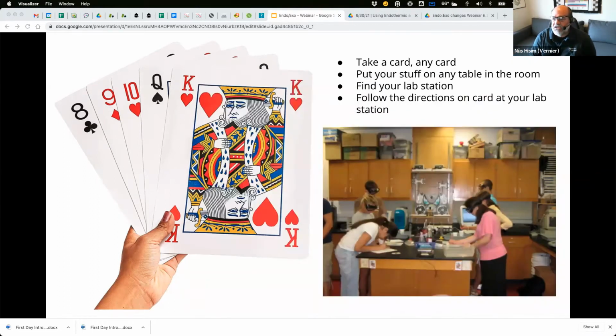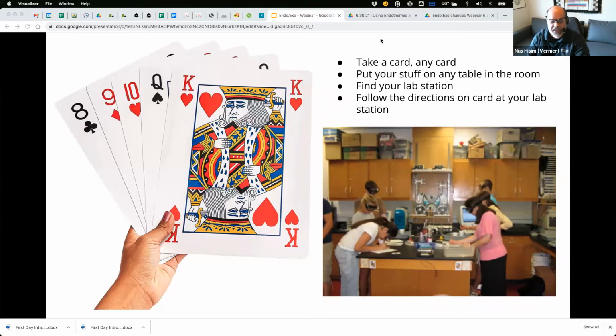And kids would take the card, and then on the board I would have directions. Take the card, any card, put your stuff on a table. I had all these tables to sit at in the middle of the room. Find your lab station. So they would bumble around a little bit, looking at the card, and they figure it out. Because at the ends of all my lab stations I had a card, and follow the directions on the card at your lab station.